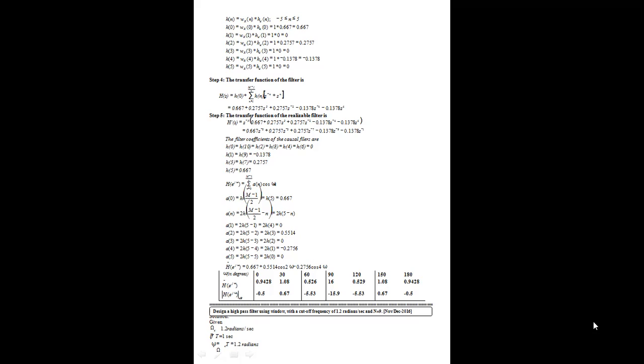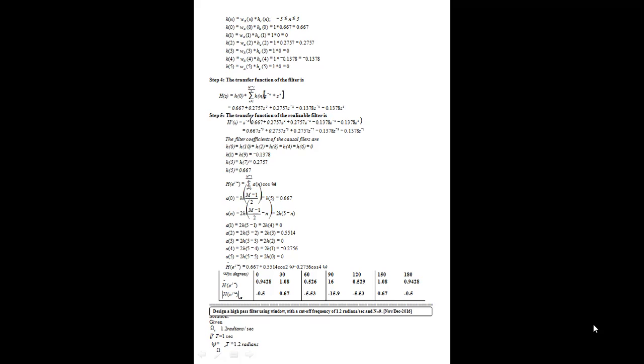Okay. So now let me multiply in order to find the transfer function of the realizable filter. We have to use the formula z power minus (M minus 1) by 2. Okay, so we'll be equating the value. So we multiply by z power minus 5. So the filter coefficients of the causal filter, we are able to obtain that h(0), h(10), h(2), h(8), h(4), and h(6) will be equivalent to 0. Similarly, the values of 1 and 9 are minus 0.1378, 3 and 7 are 0.2757, and 5 is equivalent to 0.667.